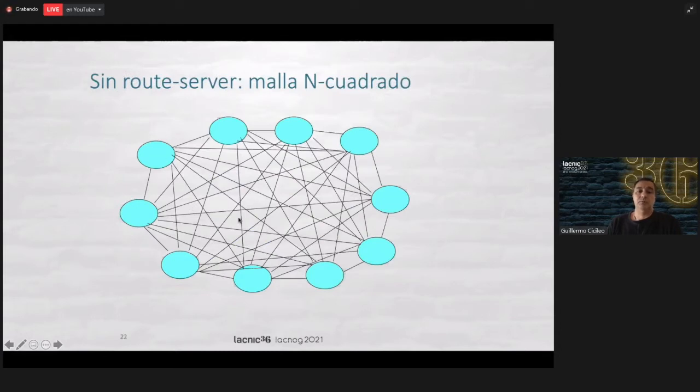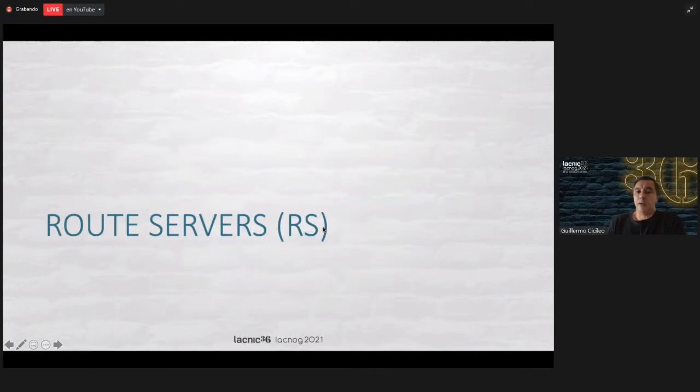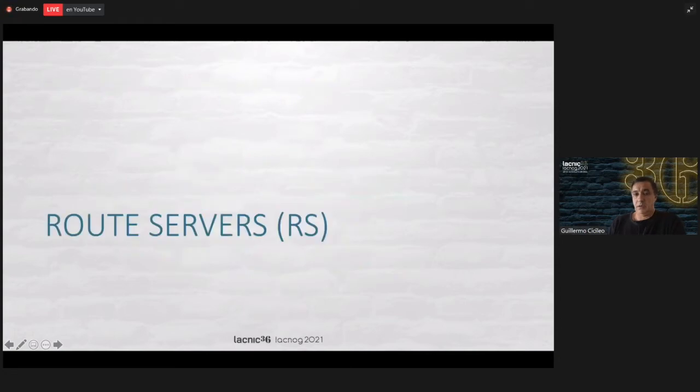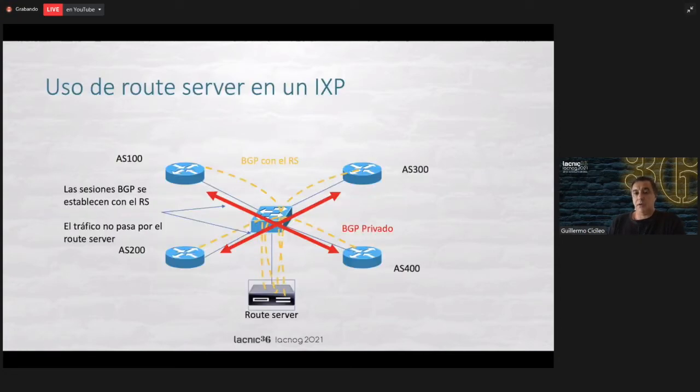to pick up BGP with these autonomous systems. I would have a system that would look like this, where each participant of the IXP has to have sessions with one another, and if there's redundancy, they have to have two sessions with each of the others. So that is where the concept of route servers comes up. And in principle, the idea is to find a solution to this.